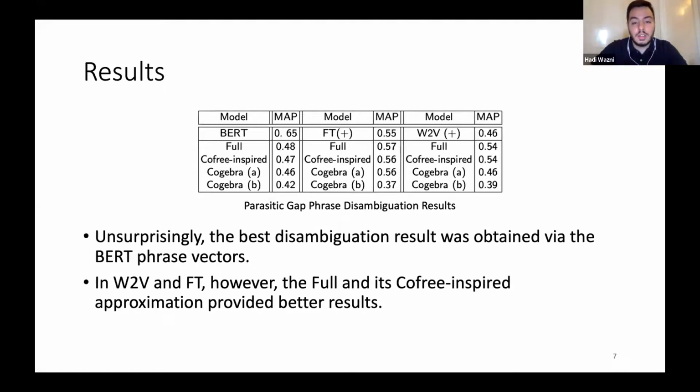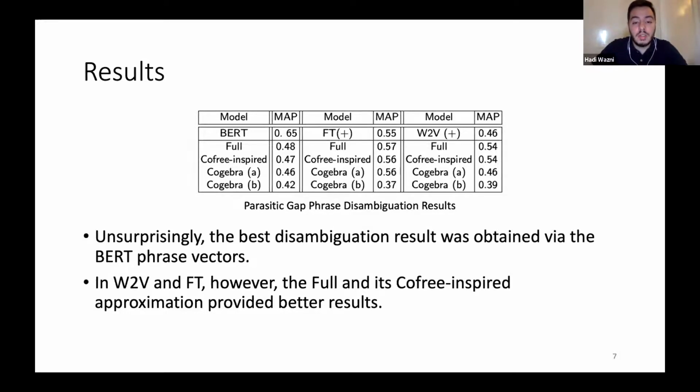And the results are shown in this table. Unsurprisingly, the best disambiguation result was obtained via the BERT phrase vectors, having a MAP of 0.65. This is unsurprising because BERT is the state-of-the-art contextual neural network, and it provides different meanings for words in different contexts, and it's trained on a large data set.